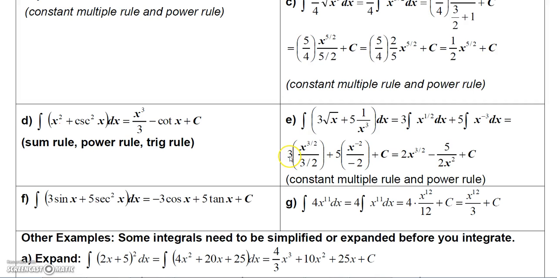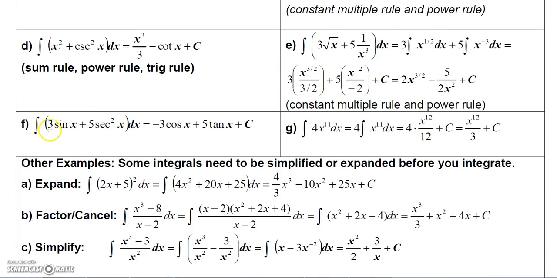And then when you multiply 3 times 2/3, the 3's cancel, so you just get 2x to the 3/2. And then here you're going to have minus 5/2, because you're going to have 5 over -2. But also in the denominator, I can move this to the denominator and change it to positive x squared, or x to the positive 2 power. And so finally I have this term minus this term plus the constant. Don't forget the constant.